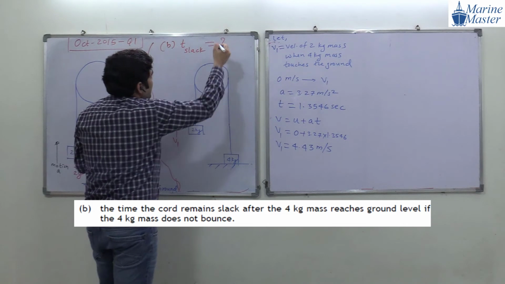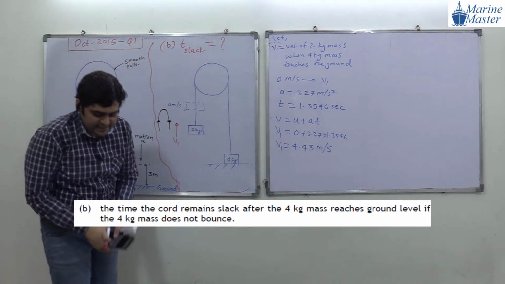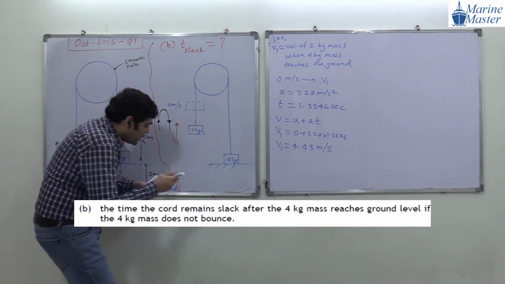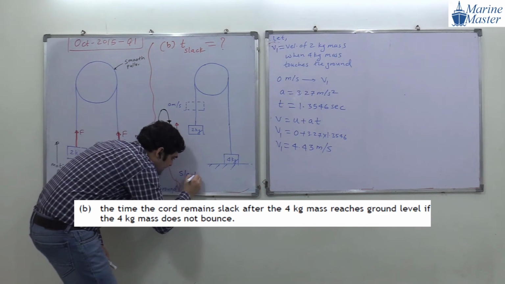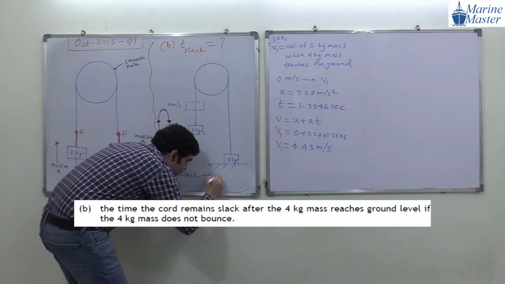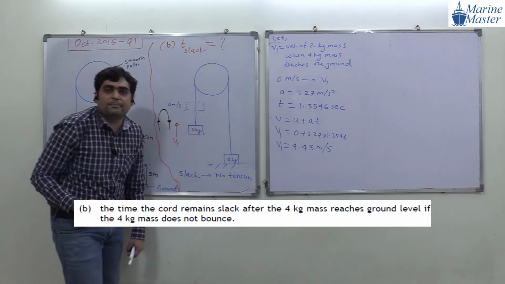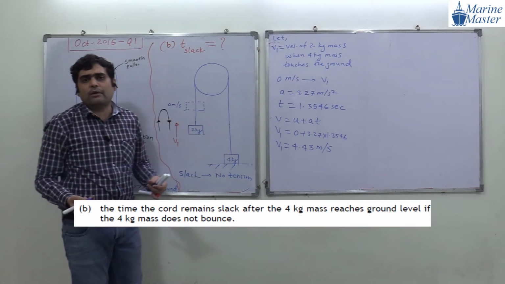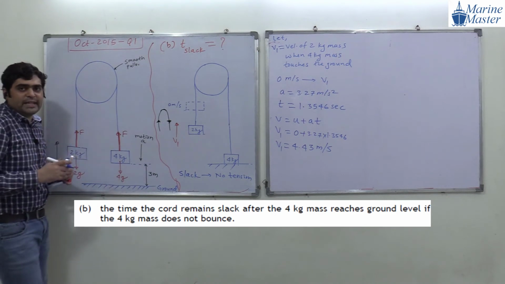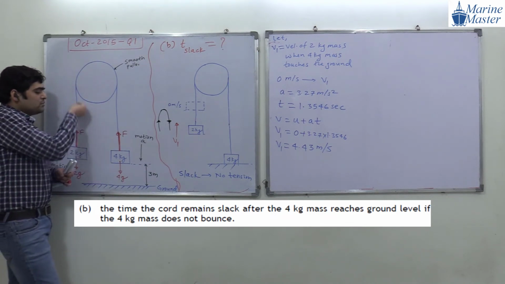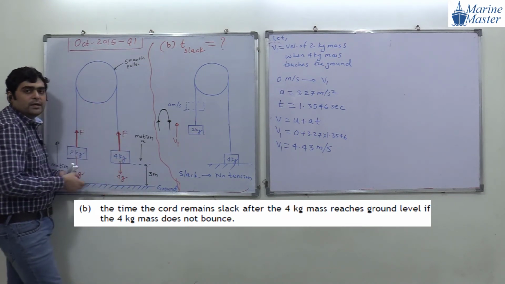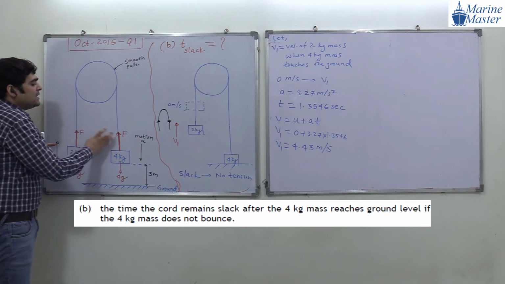Time of slack means what? What is the meaning of the word slack? Slack means no tension. And why is there no tension in the cord? Because the 4 kg mass will not have it. While dealing with the A part, as the 2 kg mass moves upward, the 4 kg mass moves downward, so there we have tension in the cord.